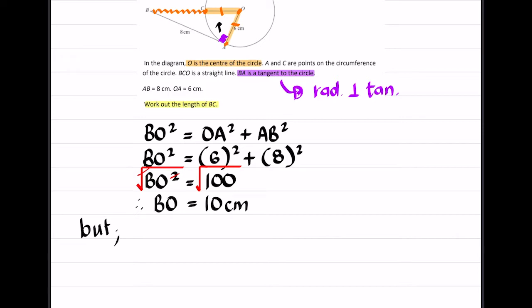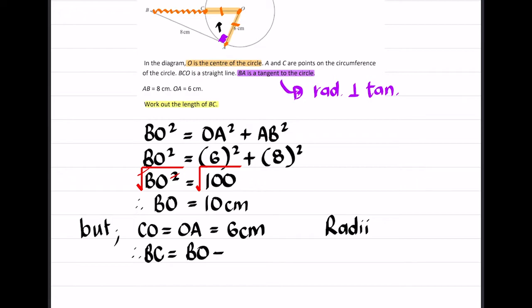But I know that CO equals OA, which equals 6 centimeters. Why does CO equal OA? Because they are radii. So therefore, I could say that BC is equal to the full length, which is BO, minus that little bit of the radius, which is CO.